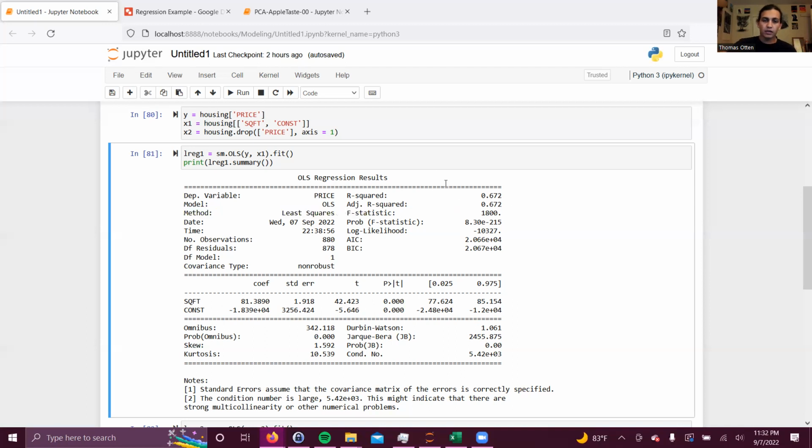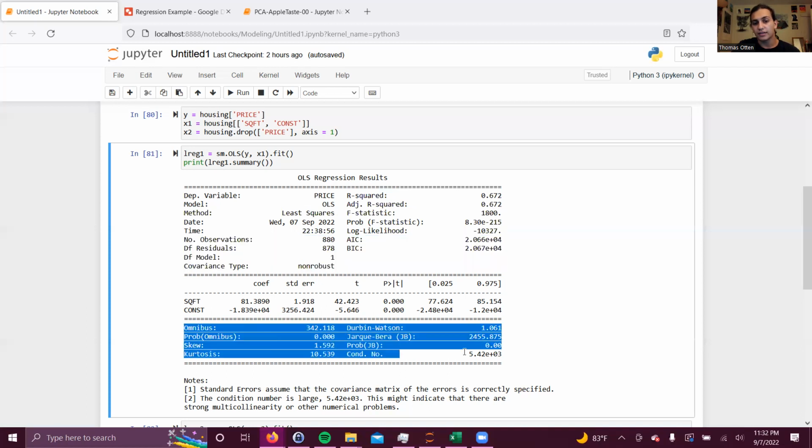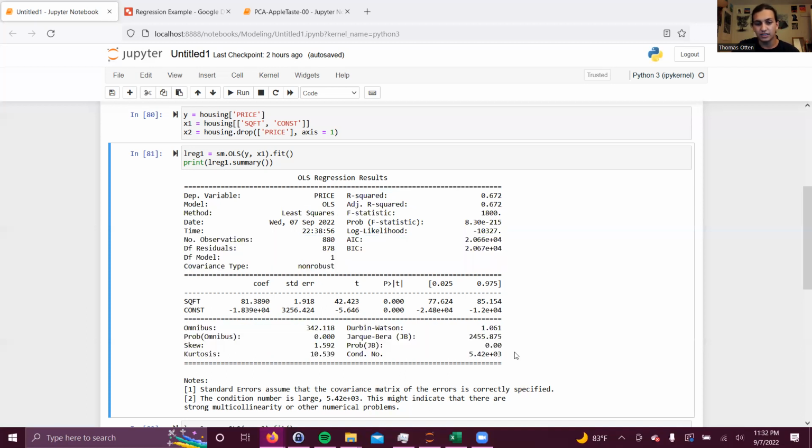So that's the stuff you need to worry about. Don't worry about the F statistic. Don't worry about the log. Don't worry about the AIC, BIC. Really don't worry about the AIC, BIC. That's the area of econometrics. Don't worry about any of that. Don't worry about any of this. I don't even know what half of this stuff means.